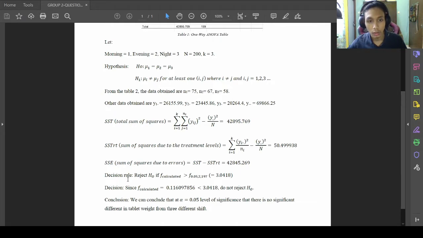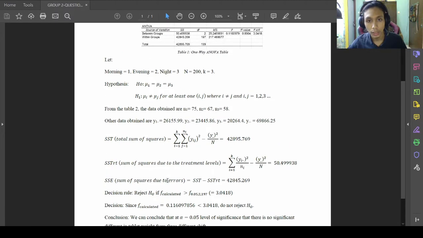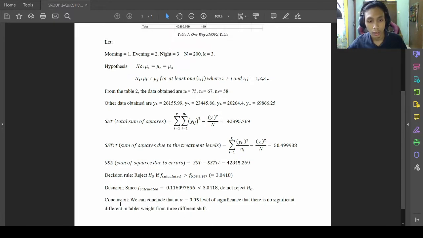Decision rule: reject H0 if F calculated is greater than F critical. So the decision is, since F calculated is lower than F critical, we do not reject H0. So the conclusion: we can conclude that at alpha 0.05 level of significance, there is no significant difference in tablet weight from the three different shifts, which are morning, evening, and night.